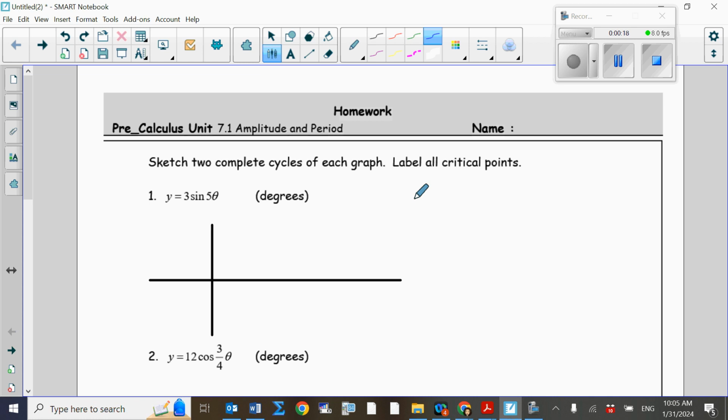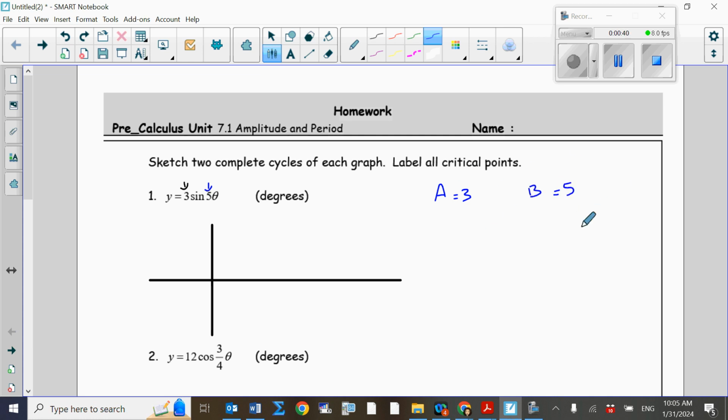The amplitude of the function comes from the a value, which is equal to 3. So the amplitude, which is the a value, is 3. This number 5 that you see here is going to be the b value of the function. B is 5. What's the use of b?